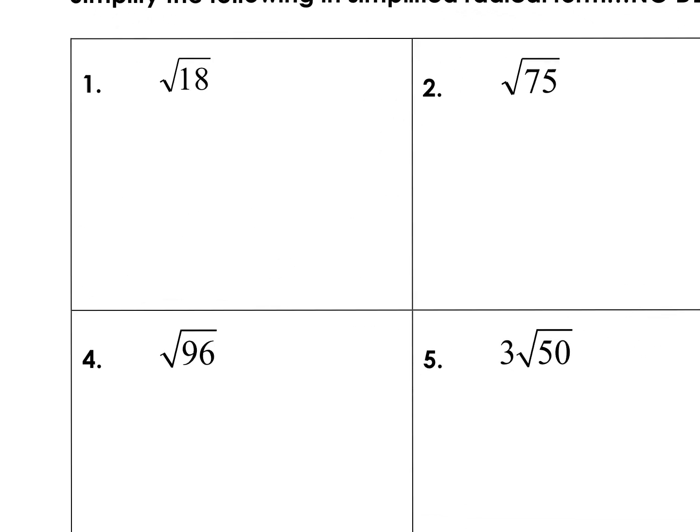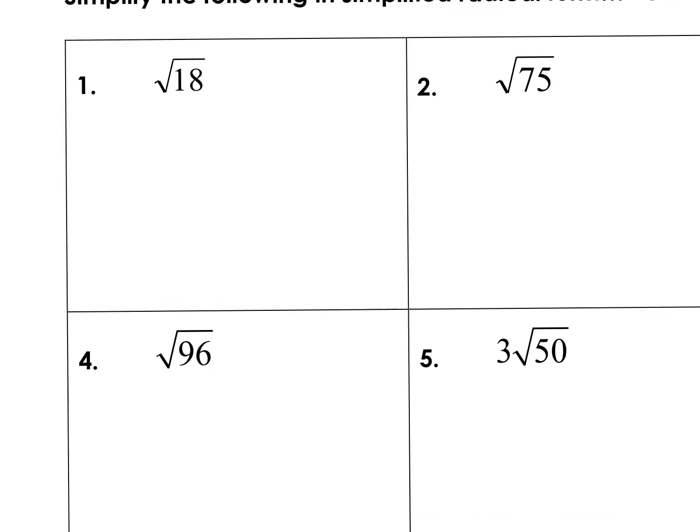Okay, so for the first one, root 18. All right, so I know that this is going to be 2 times 9, but I'm going to write it as root 9 times 2. The reason for that is just that's the way I like to do it. I put the perfect square first. The square root of 9 is 3, and then the root 2 is just left over. And here we are. That's it.